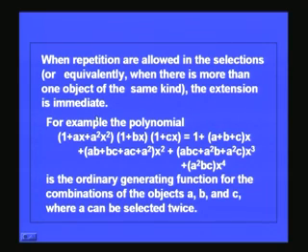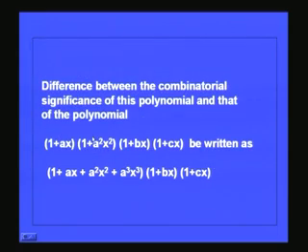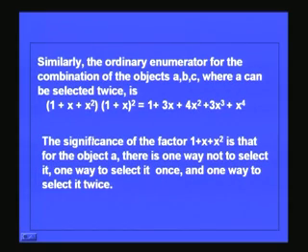Now, instead of putting A, B, C, if you put them as 1, so the ordinary enumerator for the combination of the objects A, B, C, where A can be selected twice, is given by this. Instead of A and all, you have just considering the number of A's only. So, it is 1 plus x squared into 1 plus x into 1 plus x. For B it is 1 plus x, for C it is 1 plus x, for A it is 1 plus x squared. If you expand this, you will get this.